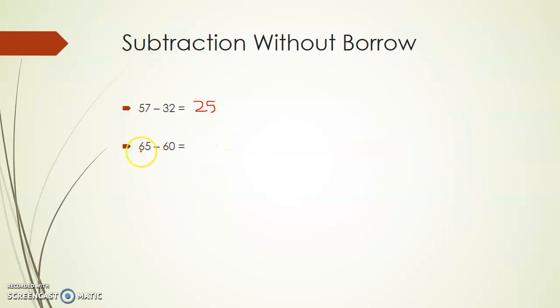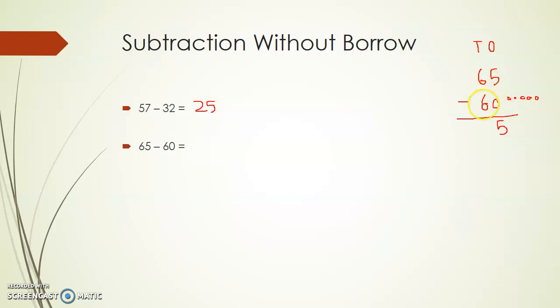Now, let us find the difference between 65 and 60. Again, in the place value chart, tens and ones, 6 tens and 5 ones minus 6 tens and 0 ones. So again count from 0 to 5. After 0, 1, 2, 3, 4, 5. So 5 minus 0 is 5.